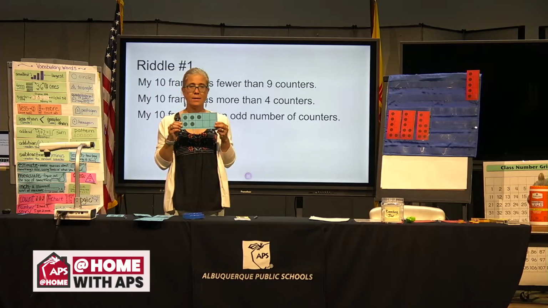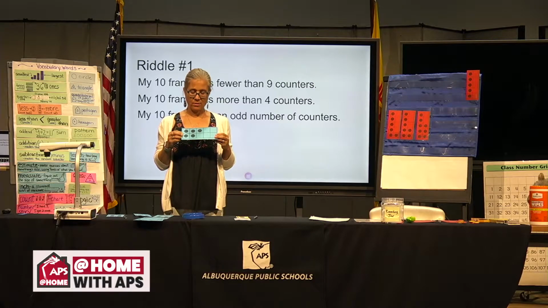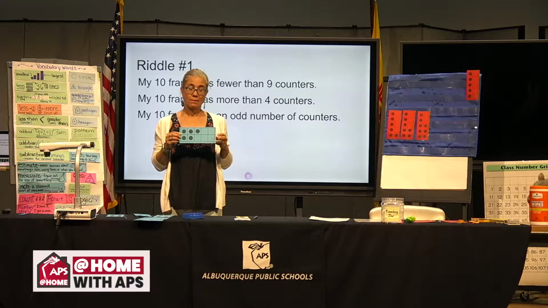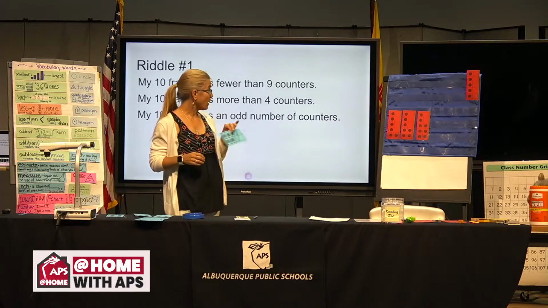All right, here's 5. What do you think? Is that an odd or an even number? That's going to be an odd number, right? Because it's got this extra one. These are even groups when we divide it in half, but this is an odd one. So 5 can stay up there.